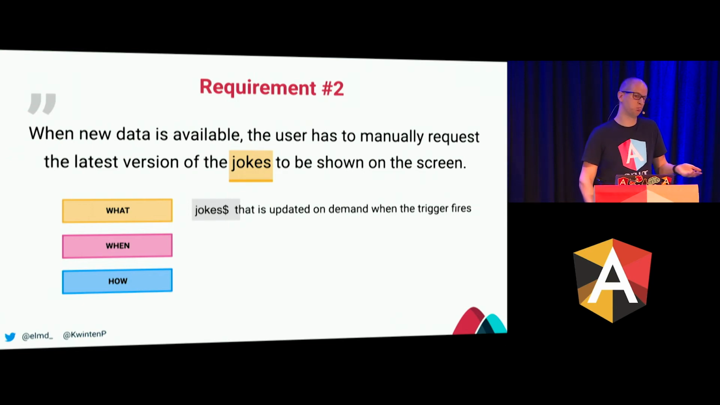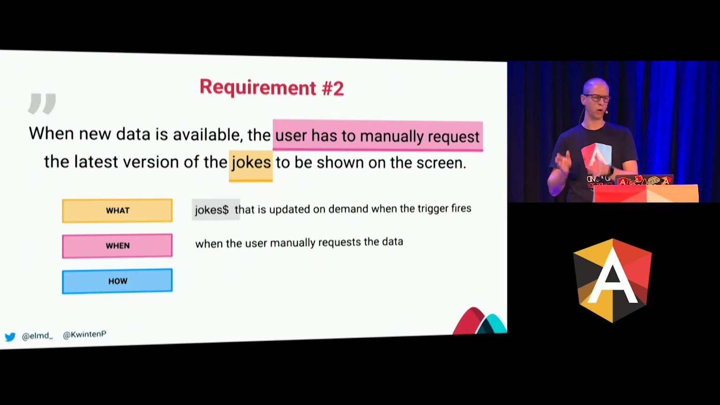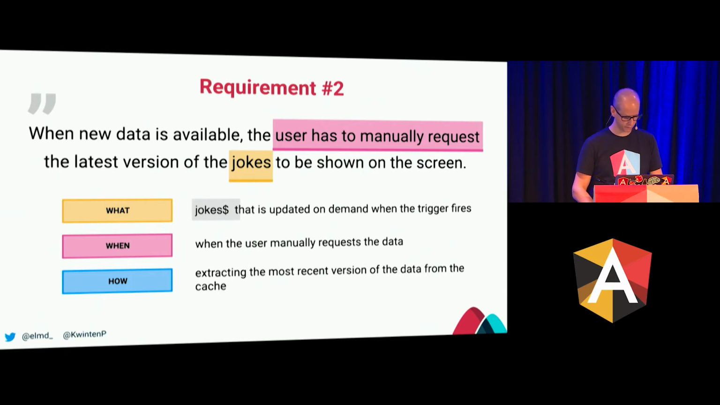So when do we want it? When the user requests it. So what are we going to do? How are we going to do that? Well, when the user requests it, I'm just going to get the latest value from my cache, right? That doesn't sound that difficult. Okay, so let's implement this.